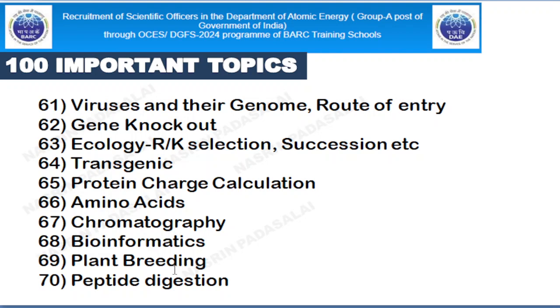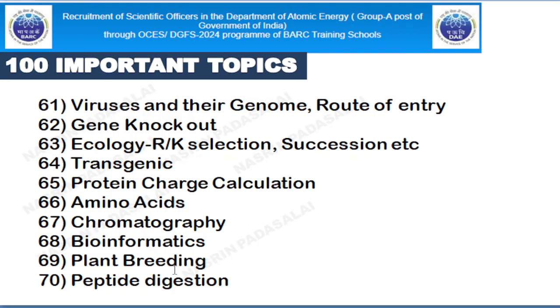Next is gene knockout technology, which includes Cre-loxP recombination. Definitely you need to study gene knockout, which is a very important technique, friends. Next, ecology: very few questions will be coming from ecology. If you want to skip, you can skip, but my personal suggestion is to just cover the important topics or the topics which you find easy.